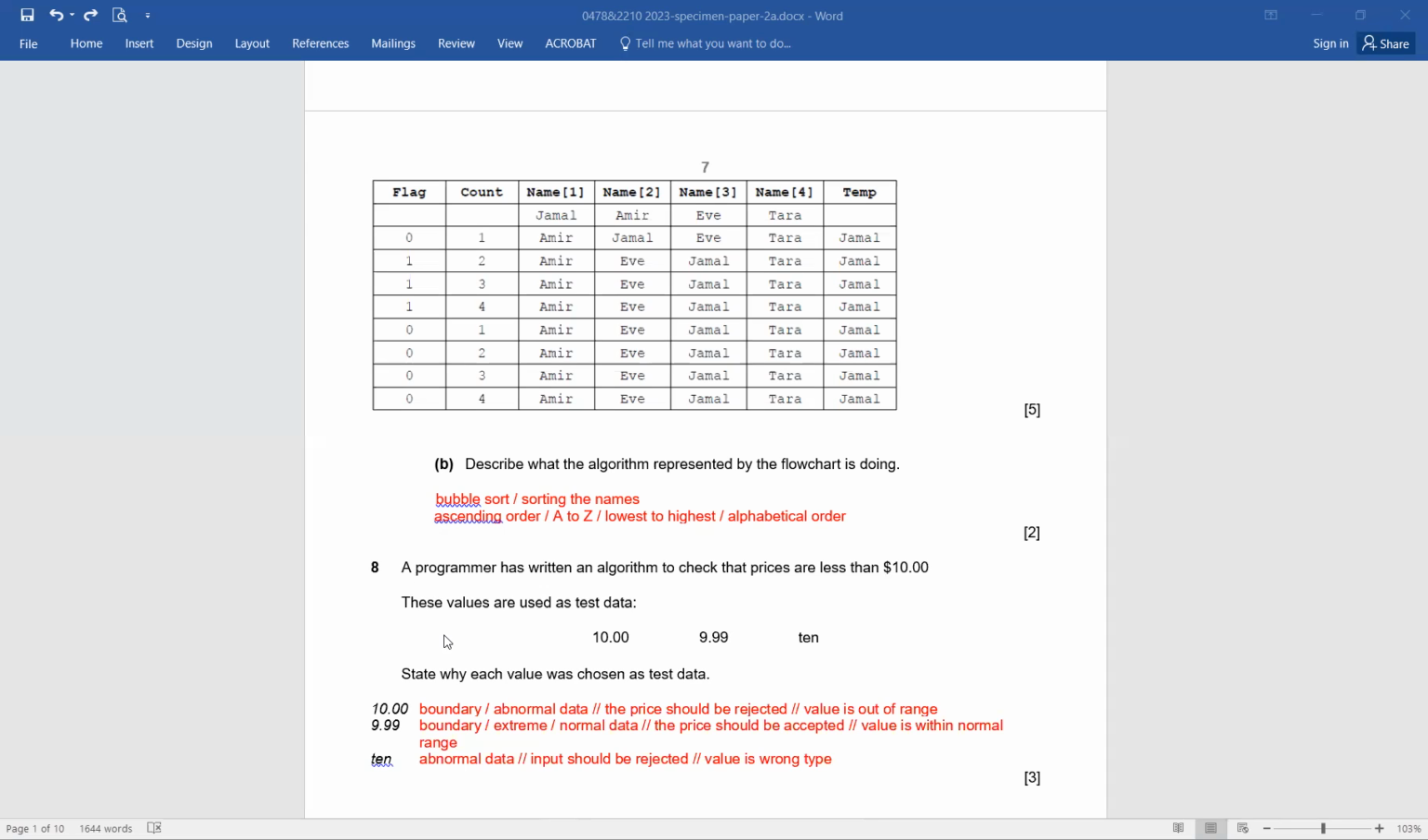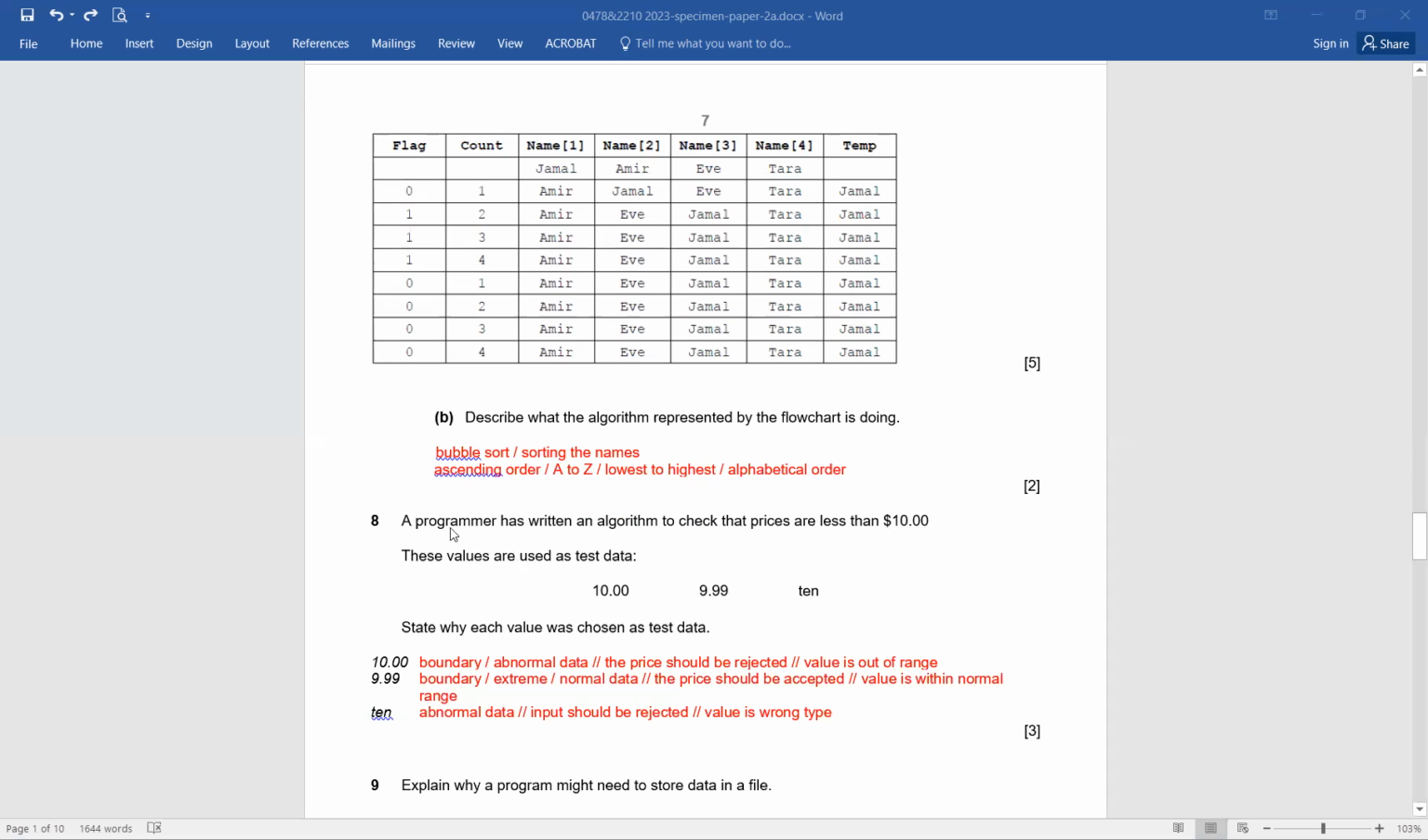Question number 8. It deals with a very simple topic that we already have covered, and that deals with your test data. You can see a programmer has written an algorithm to check that prices are less than $10.00. Be clear, less than 10.00. You are given some test data, and you can see 10.00, 9.99, 10. And since you can see 10.00 is outside the range, you can see less than 10.